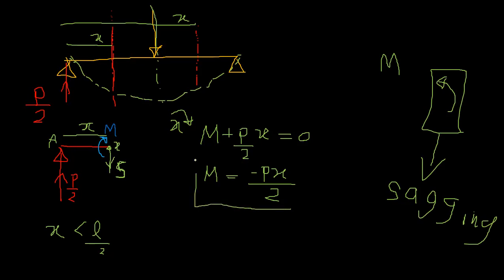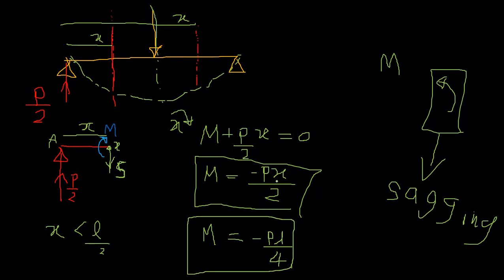So you can see this is valid until X reaches L by 2. So M is proportional to X. That means if X increases, this value increases. So you can apply until L over 2. So the maximum value would be when X is equal to L by 2. That means PL over 4, right? So this is a straight line, the bending moment Px over 2, so it's like this, right? After L by 2, right?